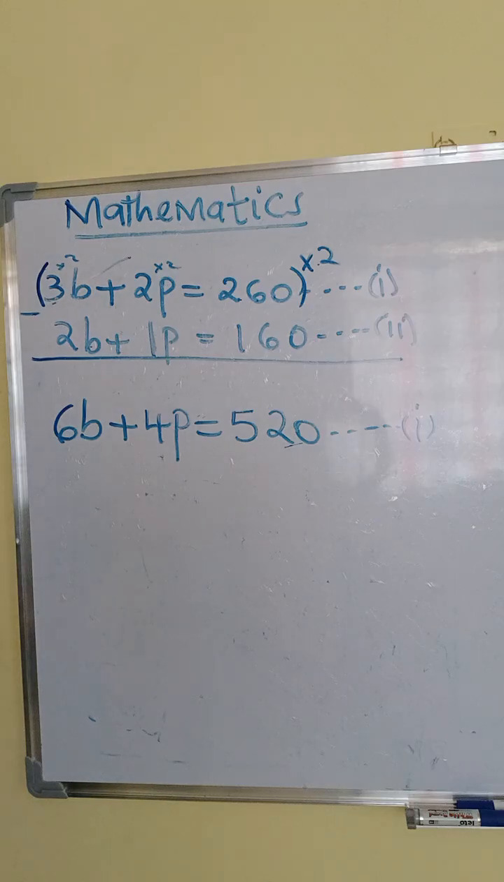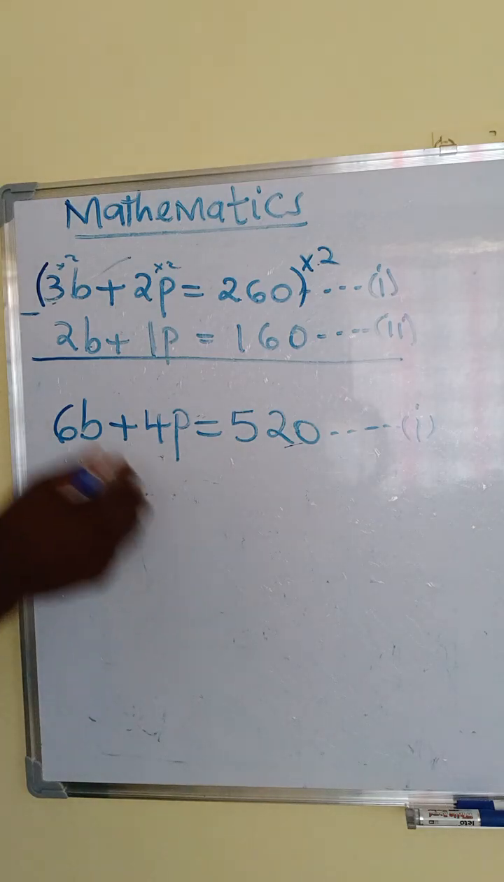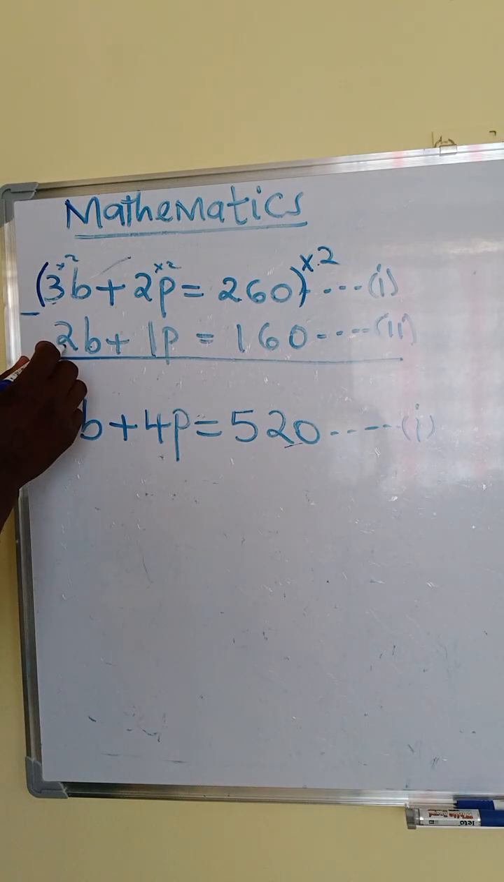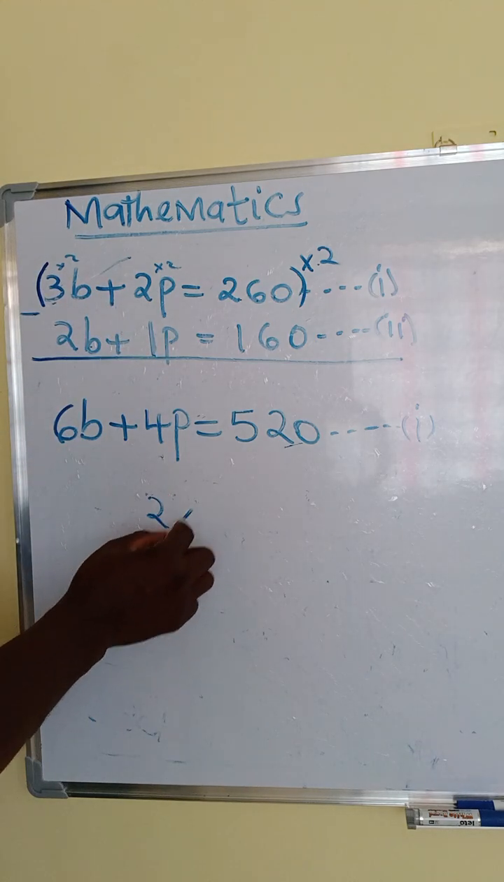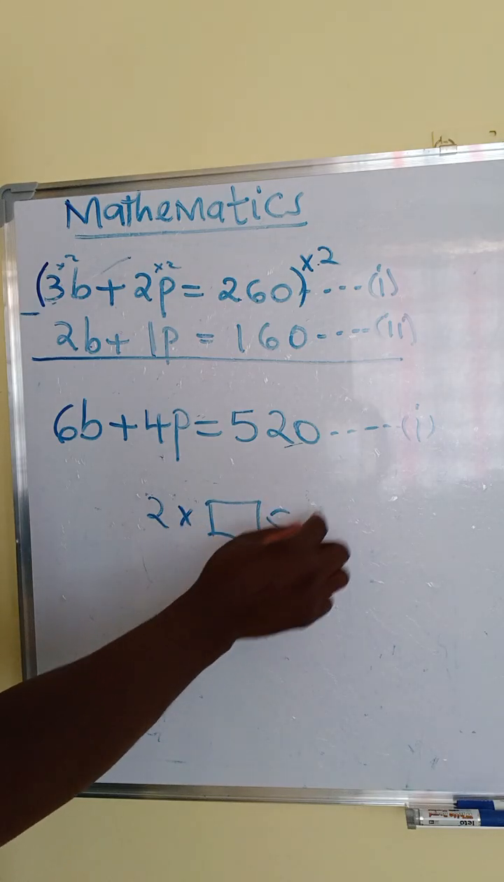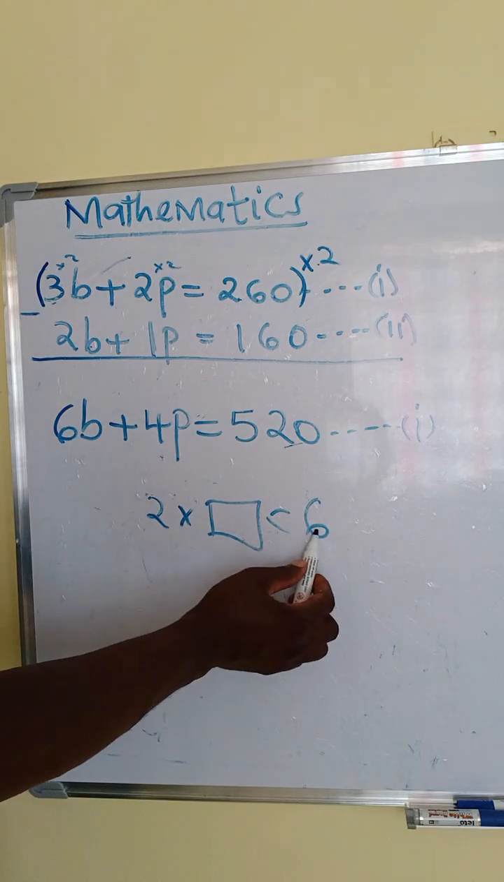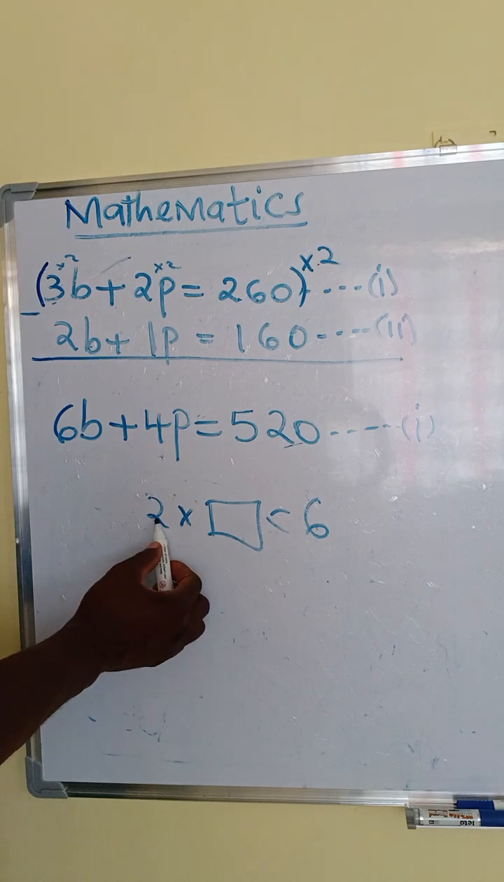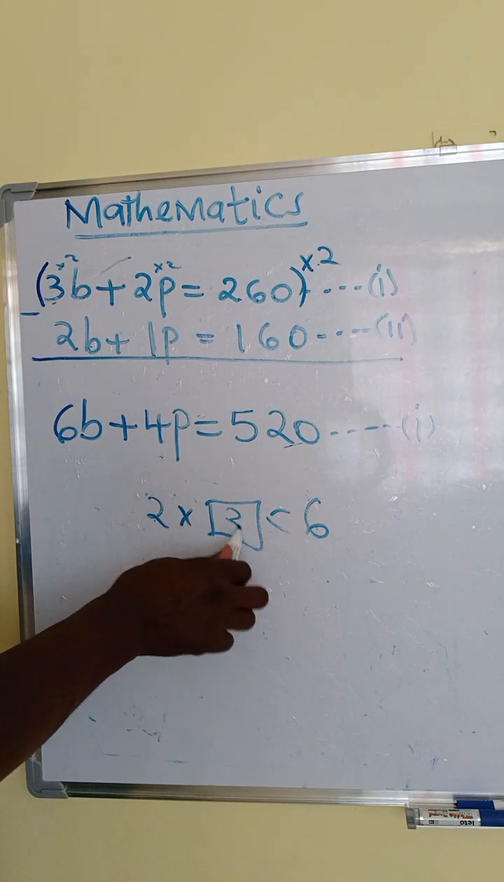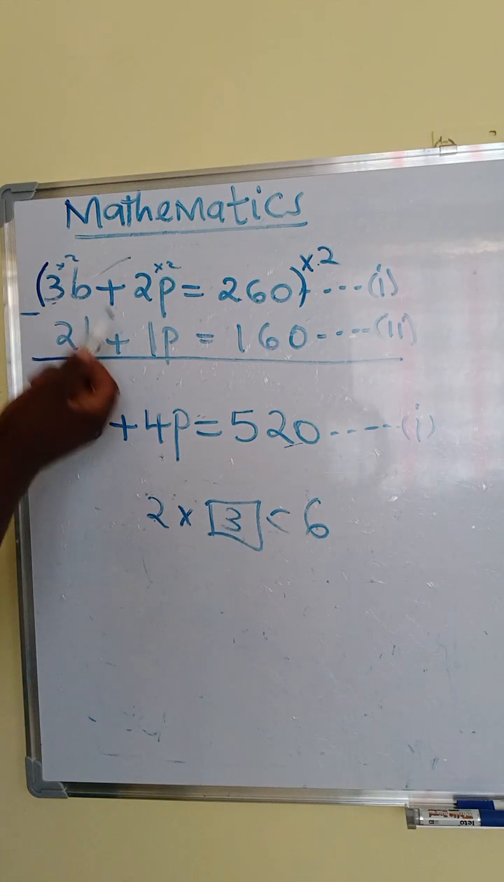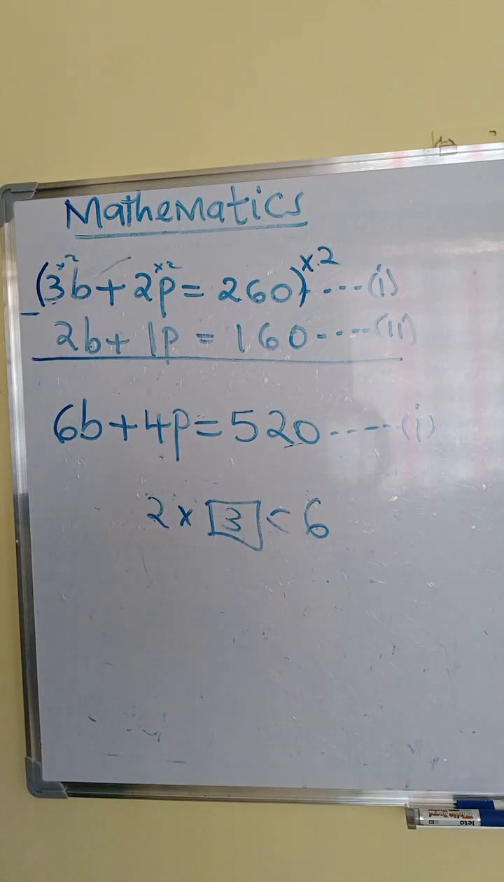Now, I'm coming to ask myself, what number must I multiply by 2 to get 6? Same question, just come and say 2 times dash gives me 6. This means 6 divided by 2. Whatever I'll have is the answer to this box. So 6 divided by 2 is 3. Now I need to multiply 2 by 3 to get 6.